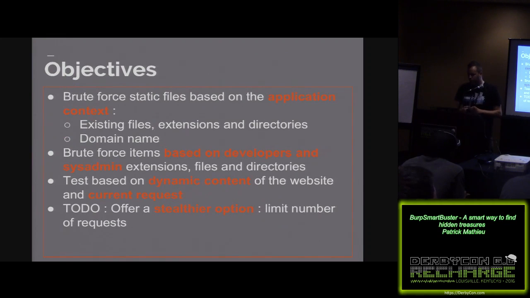Another objective, like I said, is application context. So with my tool, when you browse a website, Burp will get the URL. Inside the URL, if there's a directory, a file name, and an extension, it will use those things to brute force other similar files based on this. So it's dynamic content, and that's what makes totally the difference here.